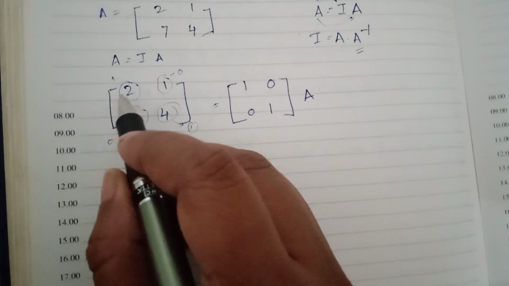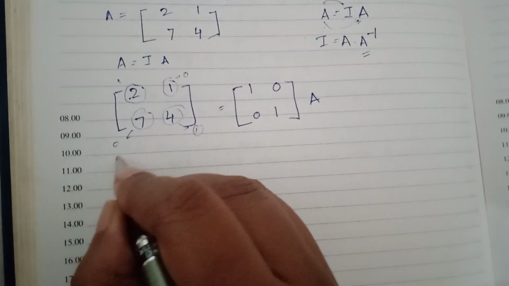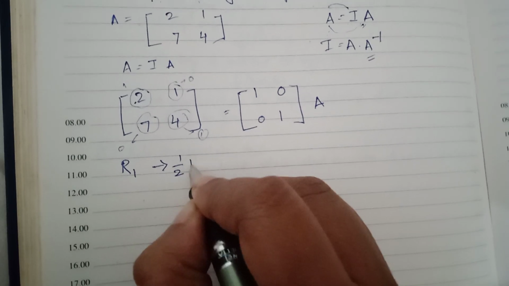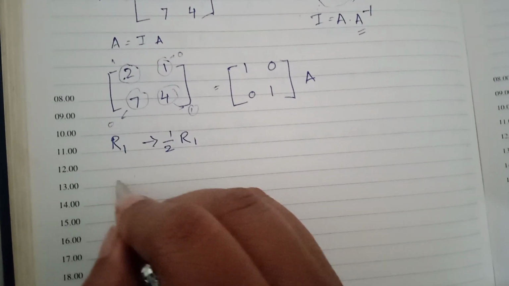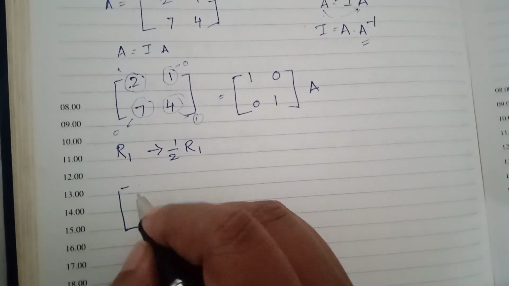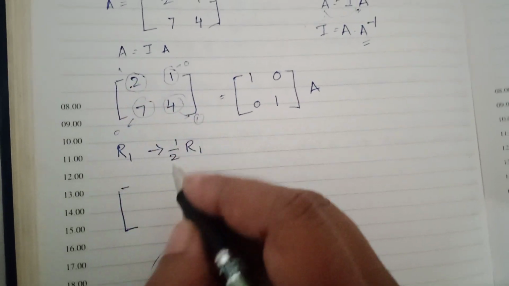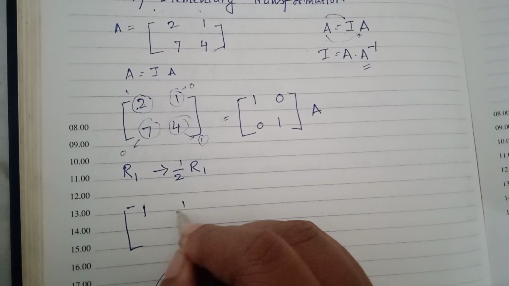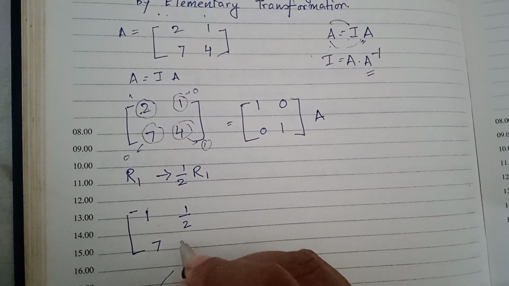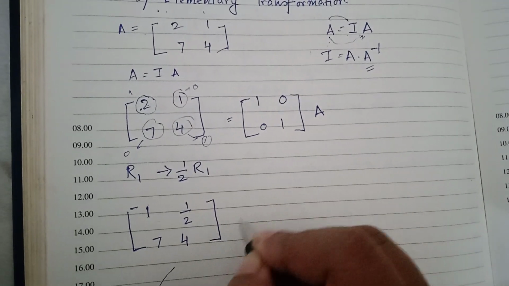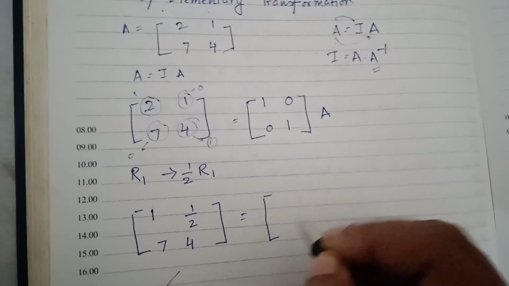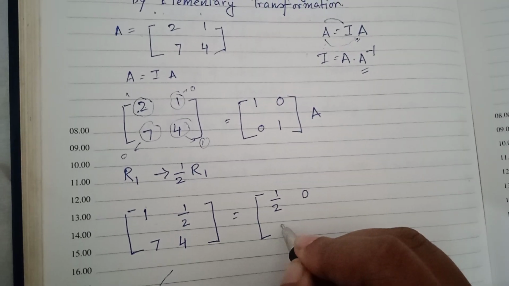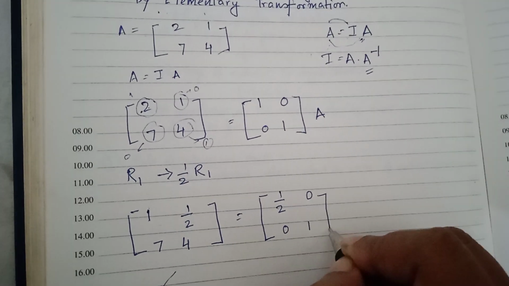So first I'll take R1. R1, I'll write it as half R1. I'll be doing both. So half of 2 is 1, half of 1 is half, 7 and 4 remain the same. Again, half of 1 is half, half of 0 is 0, 0, 1 remain the same, times A.